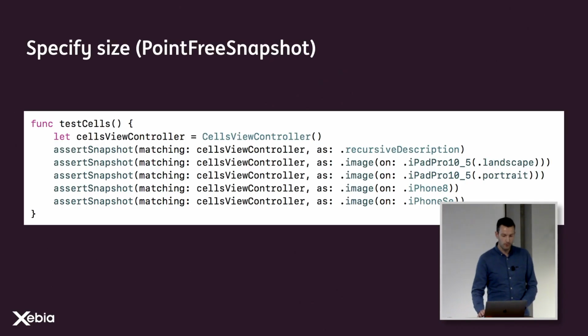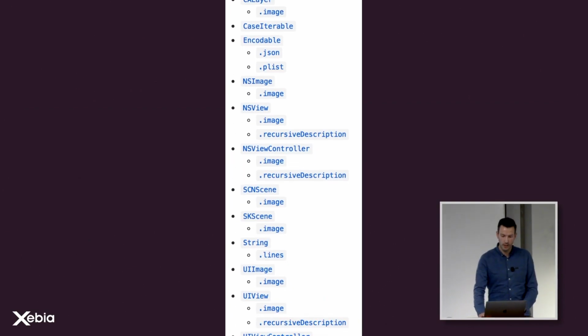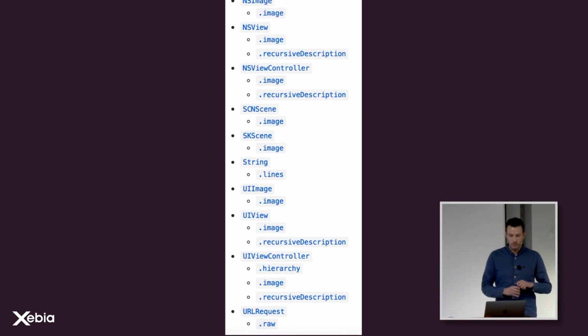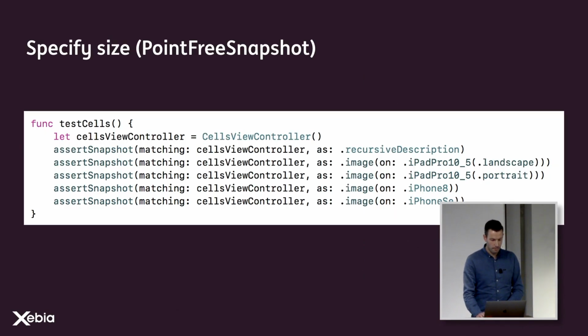Where the point is, when we go over this in comparison to the Facebook one, it can only do UI views and CALayer. So let's go over the test where I did the recursive description. So what is this about?